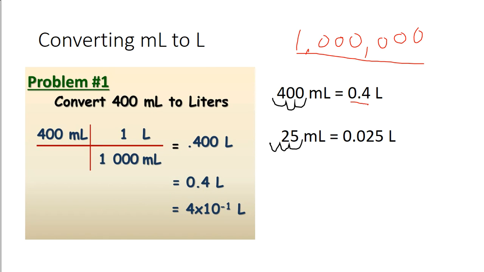Make sure the number is smaller, right? Liters is bigger than milliliters, so it's going to take a lot of milliliters to equal the same amount of liters. And you want to move that decimal 3 places. 1, 2, 3. So 400 mils becomes 0.4 liters, or 25 mils becomes 0.025 liters. Please remember this as we're doing this. You can also use the factor label method or the dimensional analysis we've been doing. Just remember it's 1,000 milliliters for 1 liter.